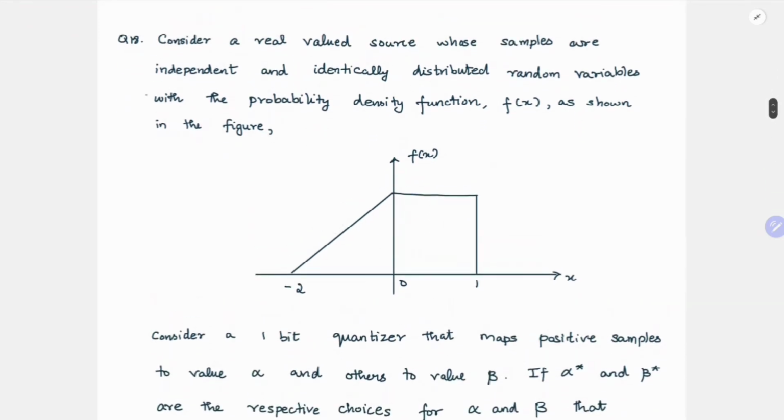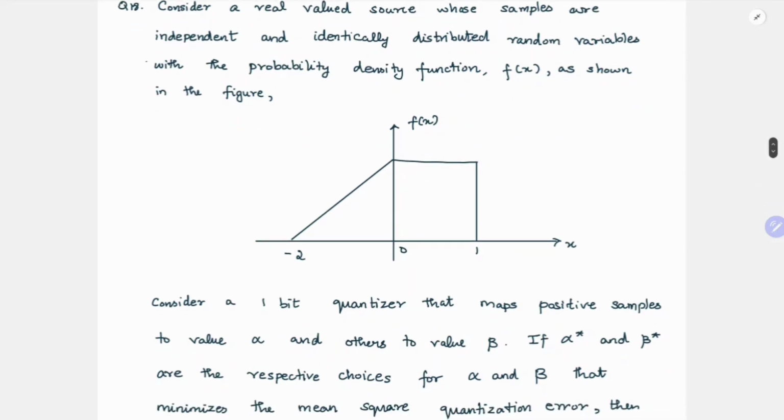Consider a real valued source whose samples are independent and identically distributed random variables with the probability density function f of x as given in the figure. So f of x is given. We have the distribution from -2 to 1, and if you see, the amplitude is not given. So we can find it using the fact that the integration of this should be equal to 1.